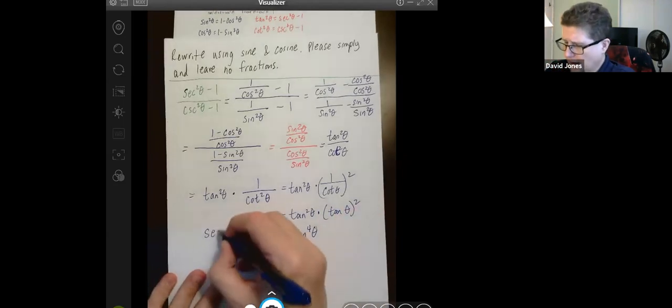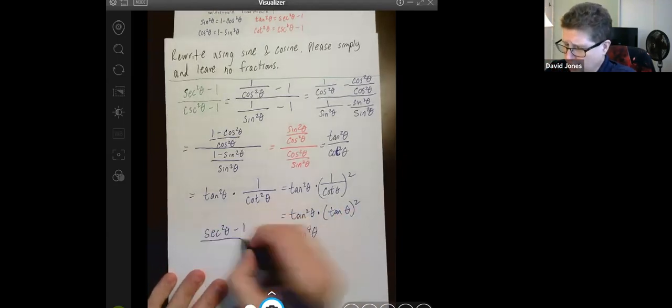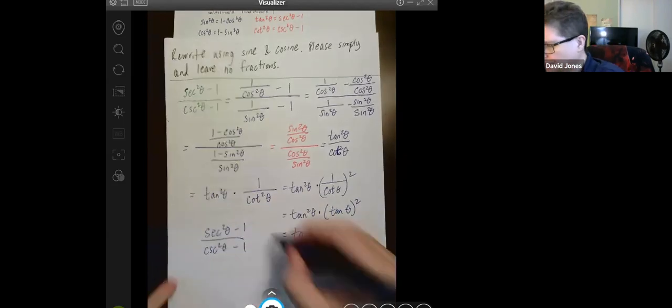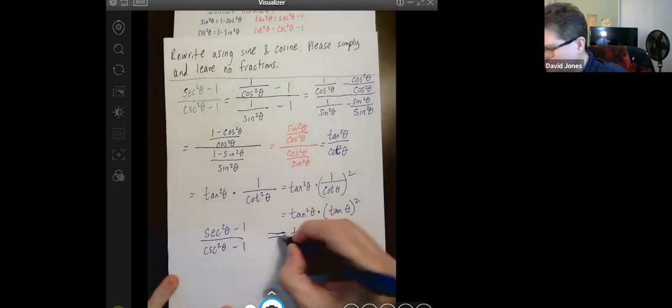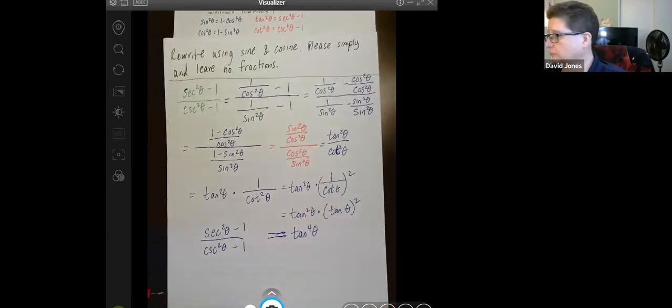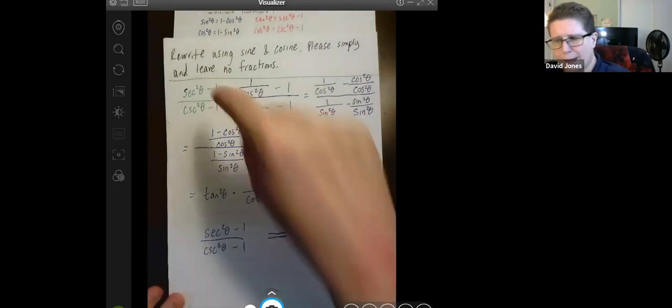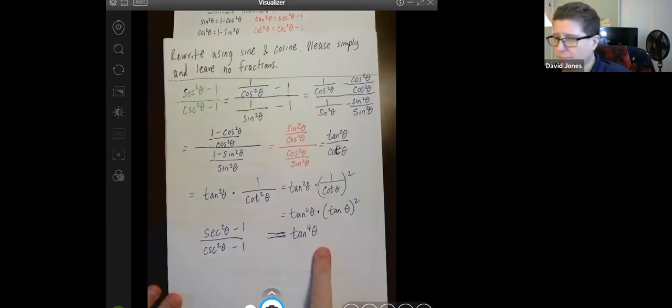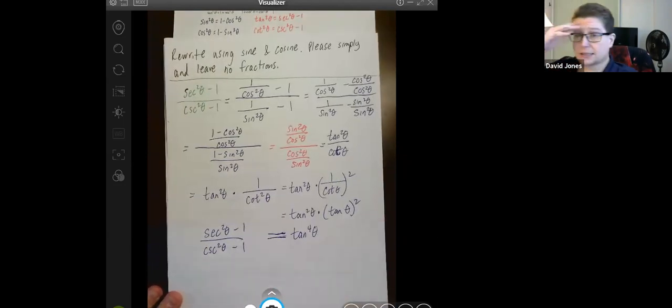So I bet you didn't know when you started that secant squared theta minus 1 over cosecant squared theta minus 1 was going to simplify into something so simple. That's why we do it. Sometimes you start off with something crappy, you can end up with something simple. Okay, this is huge in calculus. You'll see.